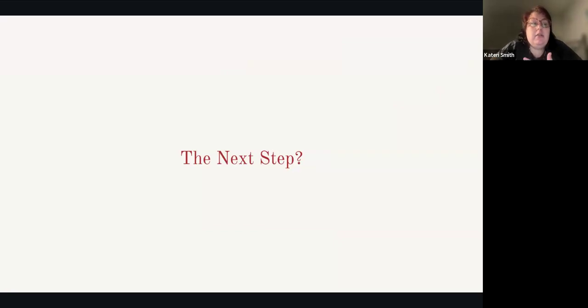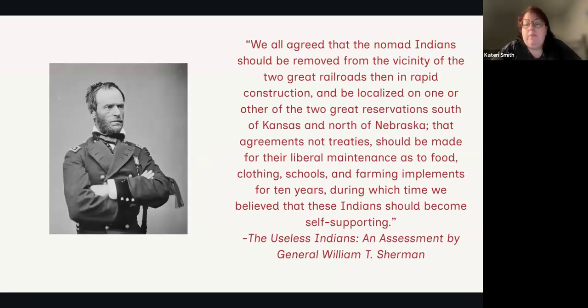So what's the next step? Many tribes were already being removed, and the expansion was happening at a rapid pace. After the Civil War, the view was, as said by General William Tecumseh Sherman, we all agreed that the nomad Indians should be removed from the vicinity of the two great railroads then in rapid construction, heading across the Great Plains, and be localized on one or other of the two great reservations south of Kansas and north of Nebraska, that agreements, not treaties, should be made for their maintenance for 10 years, during which time we believed that these Indians should become self-supporting.